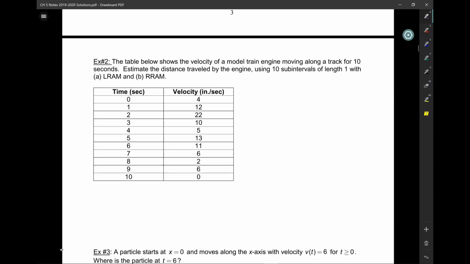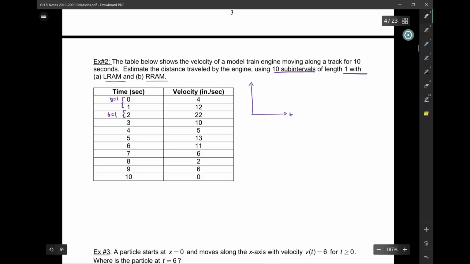So the table shows the velocity of a model train engine moving along a track for 10 seconds. Estimate the distance traveled by the engine using 10 subintervals of length 1 with LRAM and RRAM. Okay? So it has a length 1. If I were to graph this, right, t-axis would be on the bottom, so those would be my base widths, right? And you see here the intervals from 0 to 1 is 1, 1 to 2 is 2, right? So here I have a base of 1, and so on and so forth.